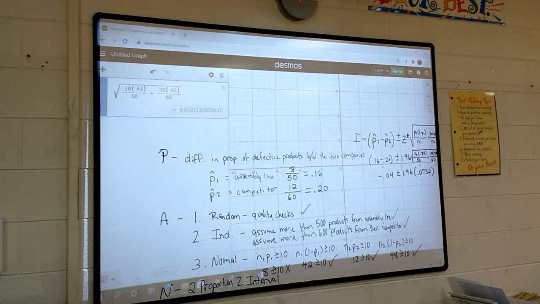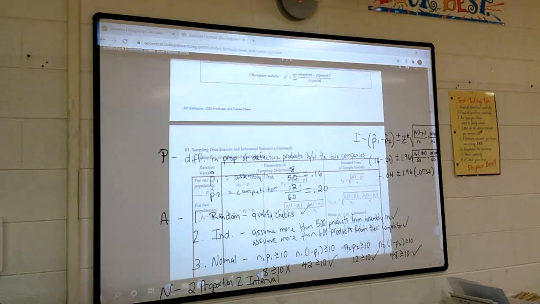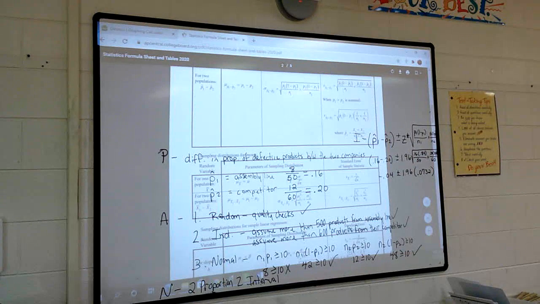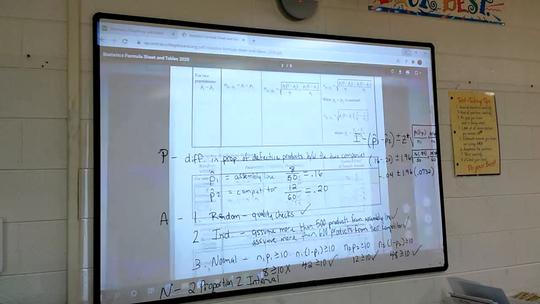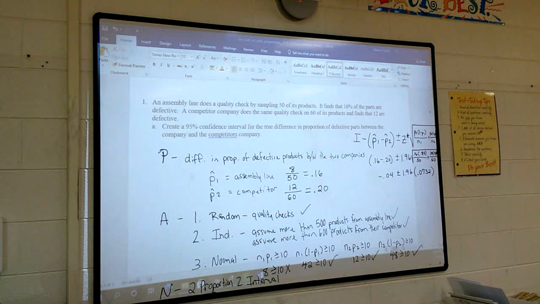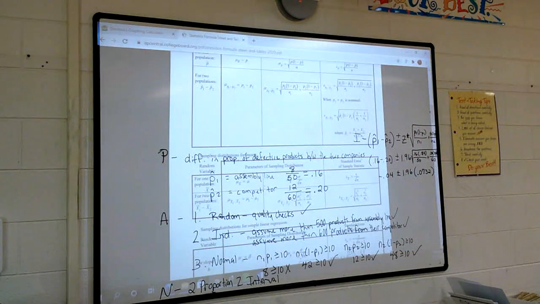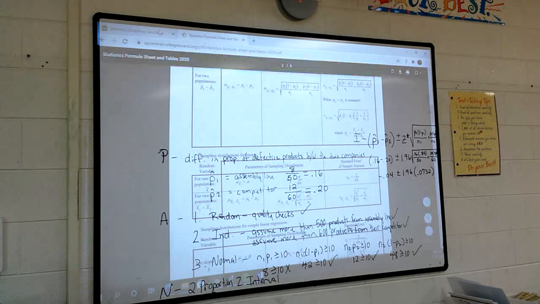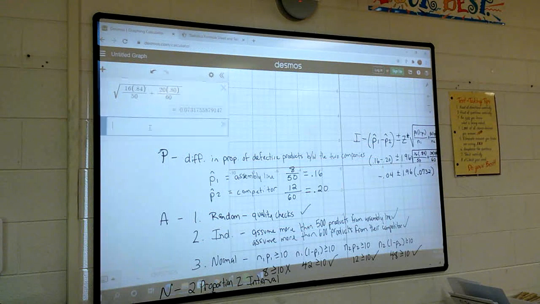Again, that's coming straight from the formula sheet. And there's the formula sheet with that formula right there at the top. Okay. All right, so we can now go to Desmos, where I had it. You can take 1.96 and multiply that by 0.0732. We get 0.1434. That's everything on the right.